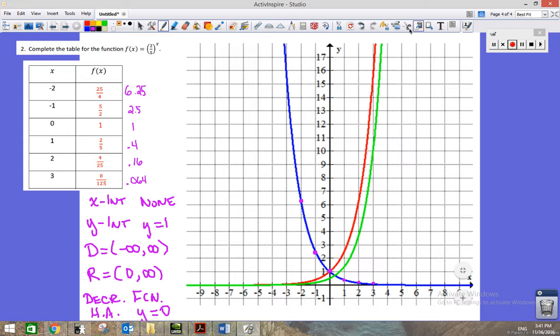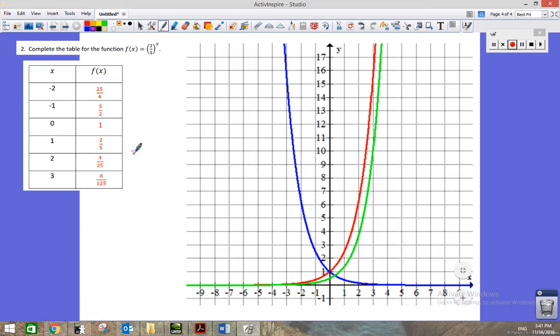So we can see that also from the equations. If we have 2/5 and we reflect that, then that negative sign flips this fraction to 5/2, and so this 5/2 to the x is a reflection of this graph, and that's what we see here in the graph.